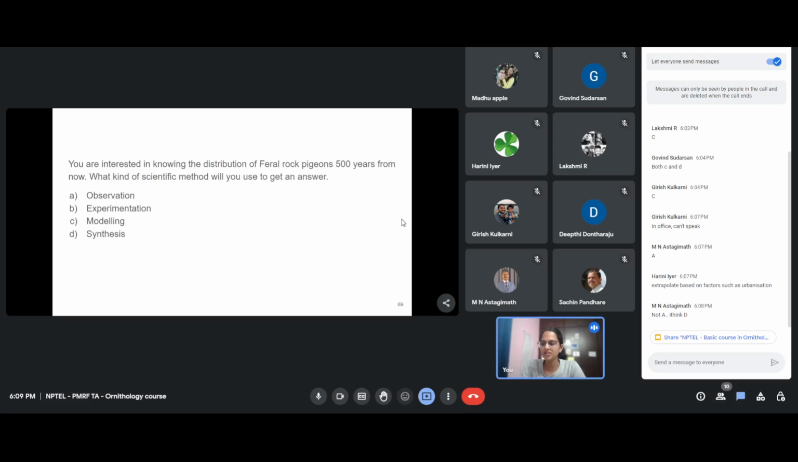Yeah, and Lakshmi mentioned only the present data, but what about the past? So you can use both, right? You have like... Yeah, Govind, go ahead.